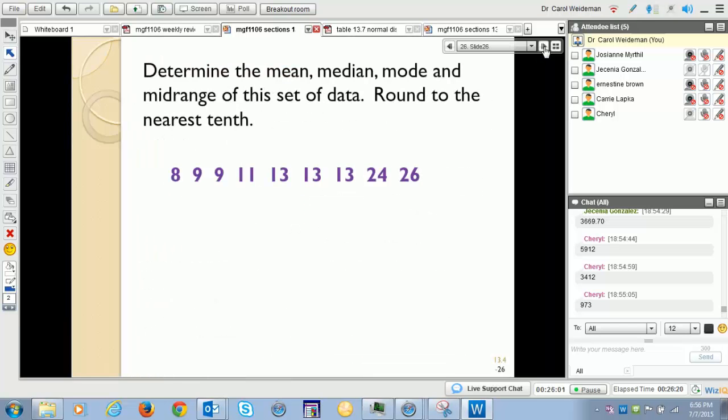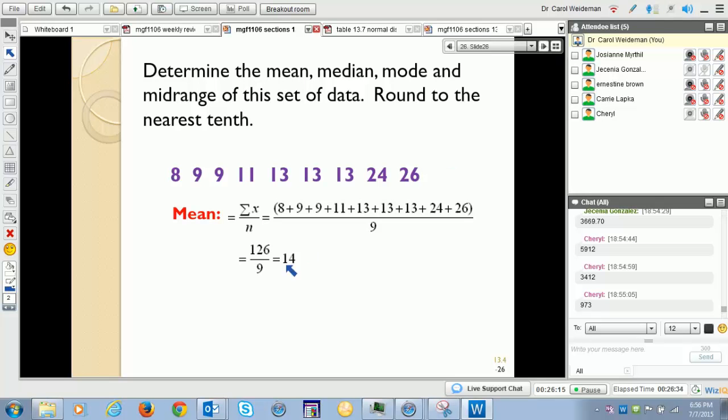Okay, so let's try a problem. We're going to do all the measures on this one here. So first one I'm going to do is the mean. What do we do? Add them all up, divide by the number of data values, and on this one it comes out to be 14.